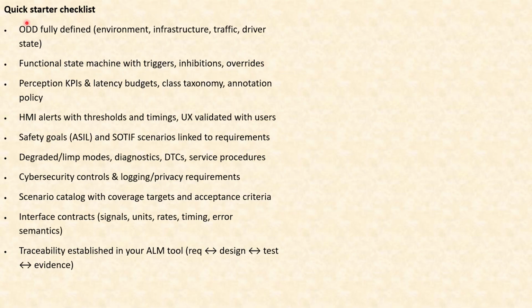Okay, so a quick starter checklist. Let's touch upon the quick starter checklist. If at all anybody is new to elicitation, this is a checklist that they must have. ODD is fully defined, functional state with triggers, inhibitions, and overrides, perception KPIs, latency budgets, class taxonomy, annotation policy. And when it comes to HMI, alerts with thresholds and timings, user experience validated with users, safety goals and SOTIF scenarios, degraded limp modes, diagnostics, diagnostic trouble codes, service procedures, cyber security controls, logging, privacy requirements, and scenario catalog with coverage targets and acceptance criteria.